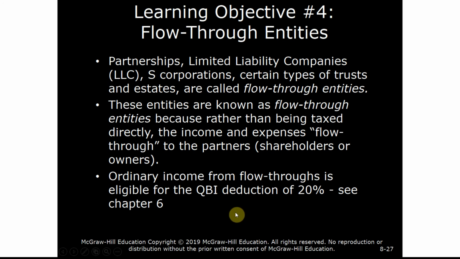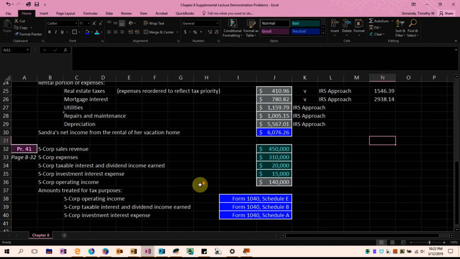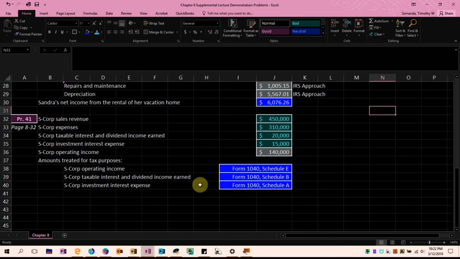So let's go through an example of this idea of pass-through entities. The one I'm looking at is problem number 41, in your text on the top of page 8-32. We're not going to go too deep into calculating the amounts on K1, but we do need to know what tax form we should be using. In problem 41, Nicole and Muhammad are married taxpayers who filed jointly. They're equal owners in an S corporation, so that's a pass-through. The S corp itself is not taxed. The company reported sales revenue of $450,000 and expenses of $310,000. The corporation also earned $20,000 in taxable interest and dividend income, and $15,000 of investment interest expense.